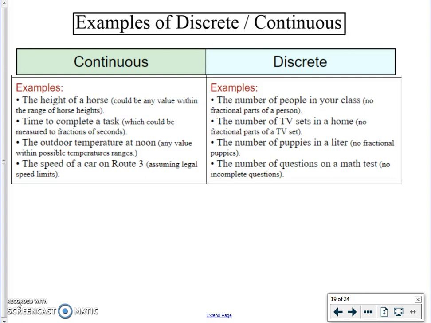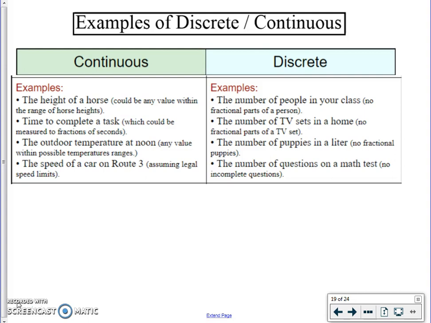Time to complete a task can be measured in seconds, or hours, minutes, seconds, fractions of seconds. Outdoor temperature at noon. There's any value within the possible temperature ranges. So realistically, maybe the coldest temperature on Earth being negative 100 or so degrees Fahrenheit or Celsius, or negative 150. The hottest recorded temperature, I think, is 132 degrees Fahrenheit, or maybe a little bit warmer than that. Any temperature is possible between that range.